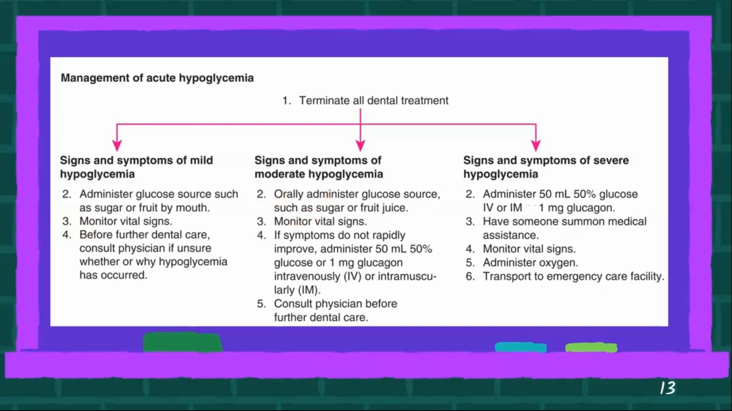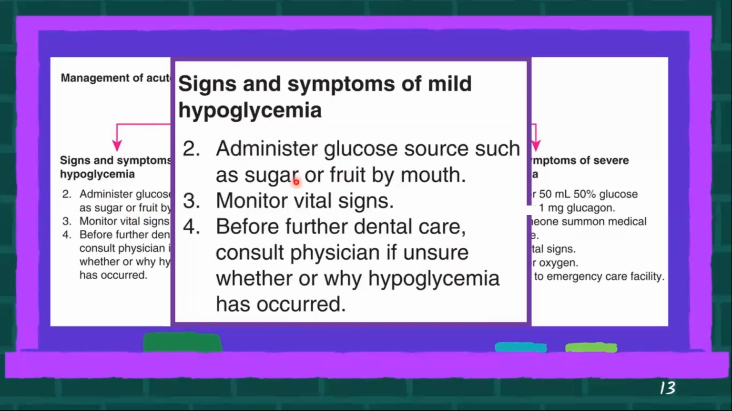The first and immediate step in any hypoglycemic episode, this is number one, is to stop all ongoing dental procedures to focus on the patient's medical need. For mild hypoglycemia, give the patient a source of glucose like sugar or fruit to quickly raise blood sugar levels. It is important to monitor the patient's vital signs to ensure they are stable. If there is any uncertainty about the cause of hypoglycemia or the patient's condition, consult the patient's primary care physician before continuing with any dental treatment.